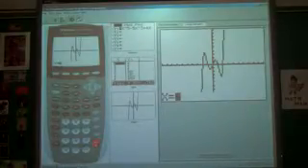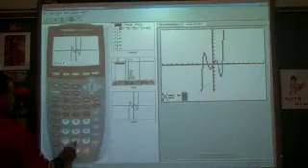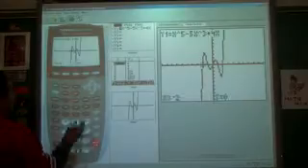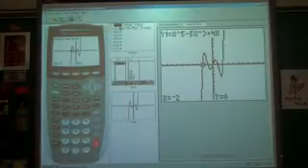Does it look like negative 30 is a zero? No. How about negative 2? That looks all right. Yeah. So negative 2. I don't know if it is yet, but now, is it? Yes. So write that down as one of your zeros, negative 2, comma.